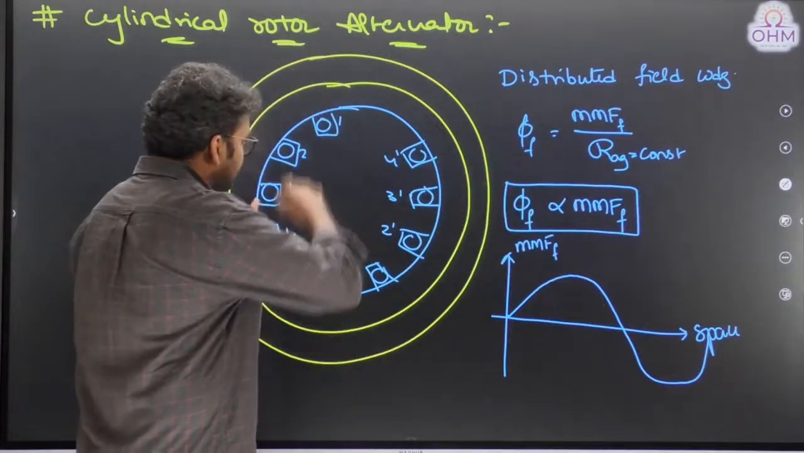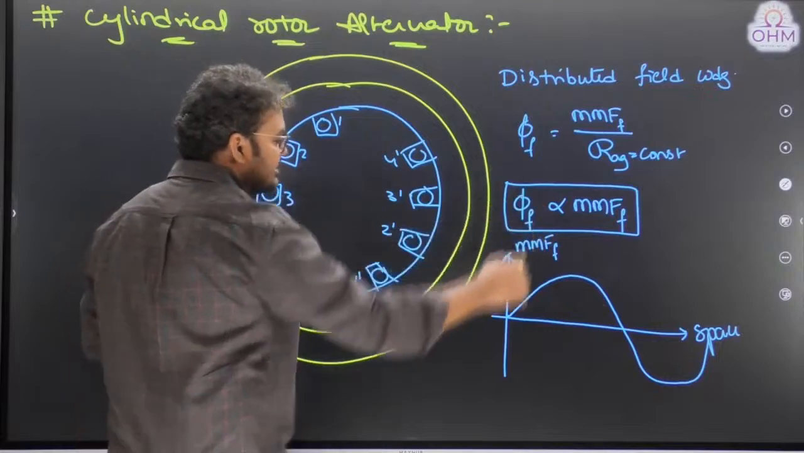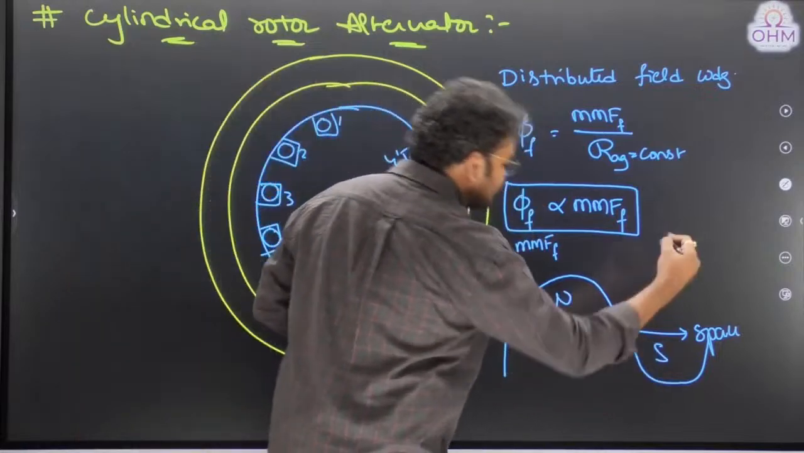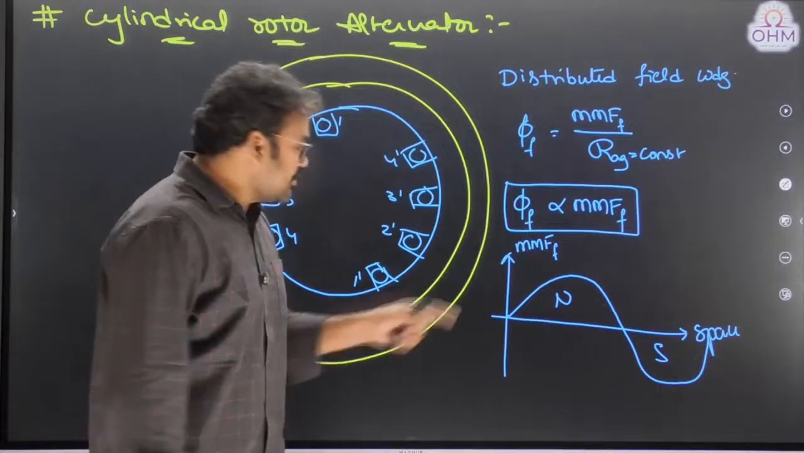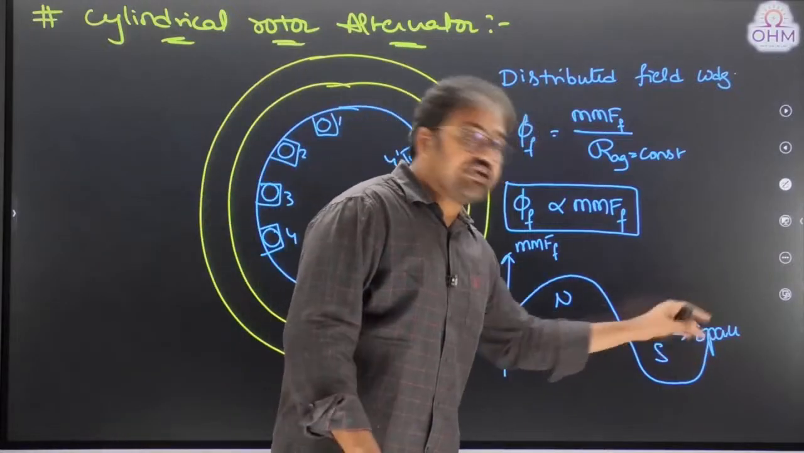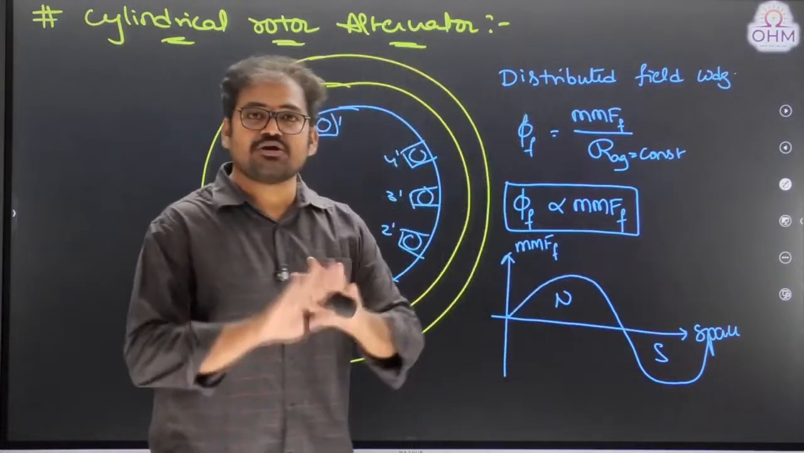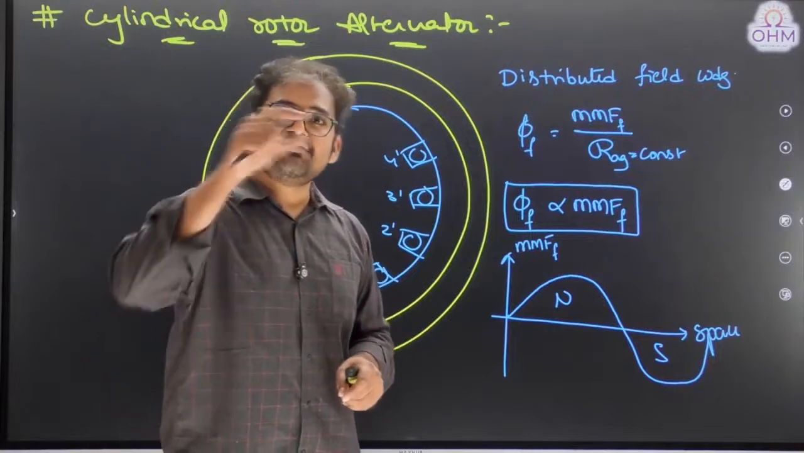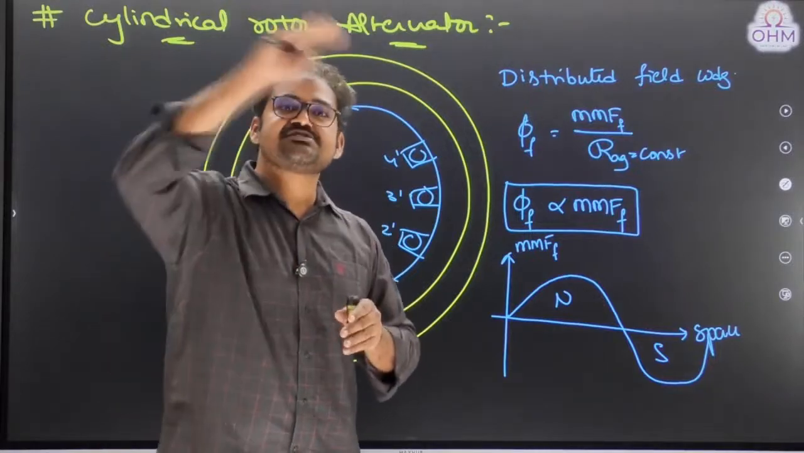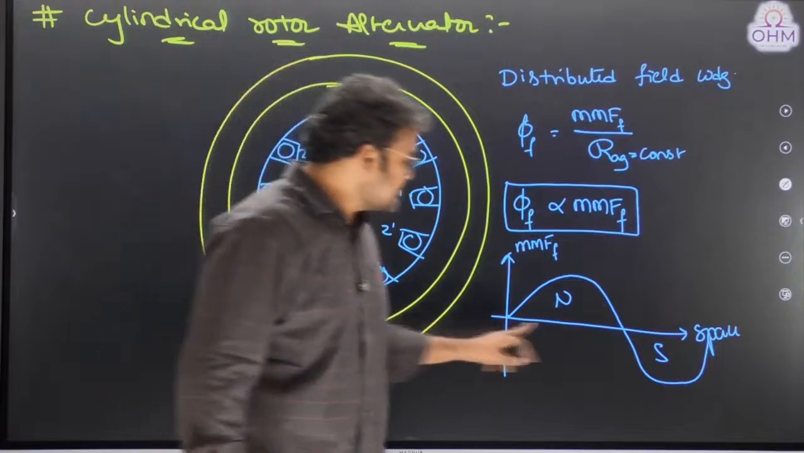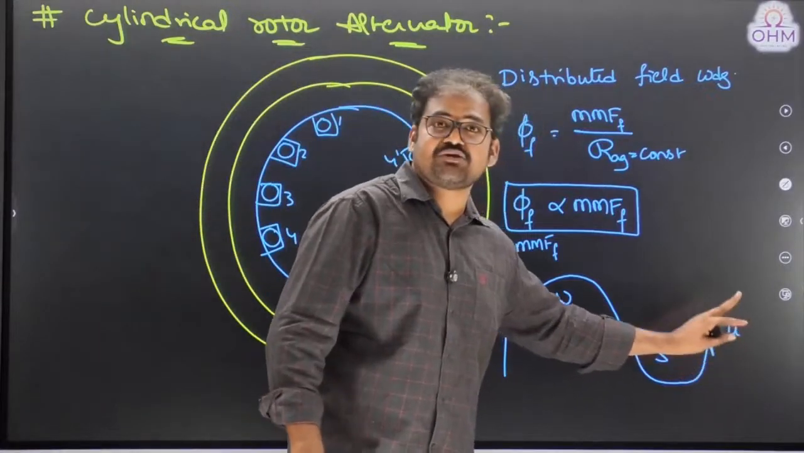Okay, so it is going to be almost like a sinusoidal wave. This will be north pole and this will be south pole. Don't say, sir, it is sinusoidal, means it is alternating flux. It is not alternating. It is a time invariant flux only, but the shape is sinusoidal, that's all. This is with respect to space, not with respect to time.